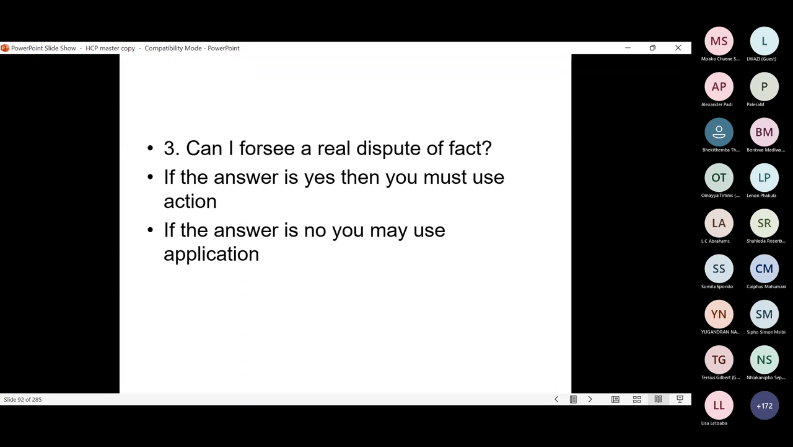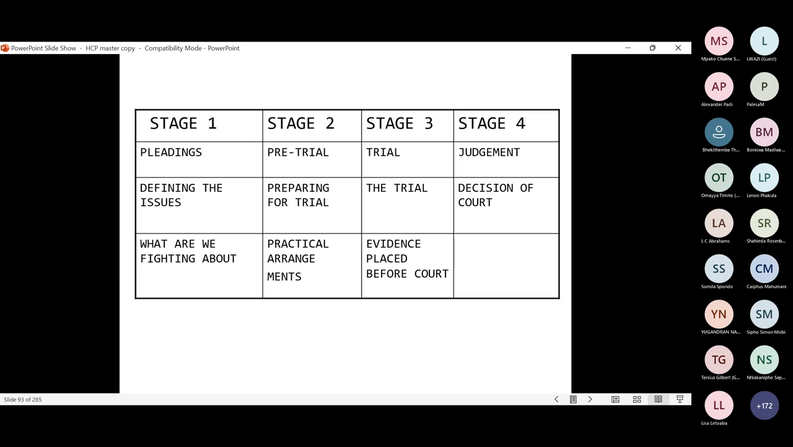None? We're moving on. Right, so there are four stages to an action procedure, roughly four stages. There's the pleading stage, and during the pleading stage, we are defining the issues. We are determining what is it that we are fighting about. Remember, in your particulars of claim, you are going to set out what is the facts. And in the plea, which is what the defendant will file, he will set out what he agrees with and what is his opposition and what is his facts. So what are we fighting about?